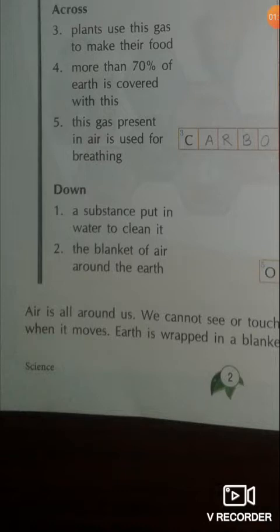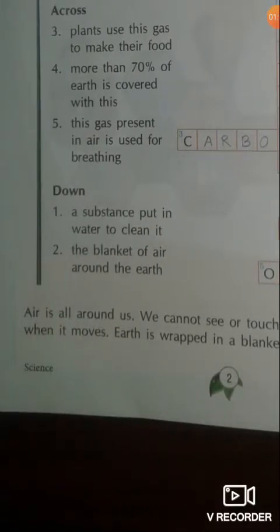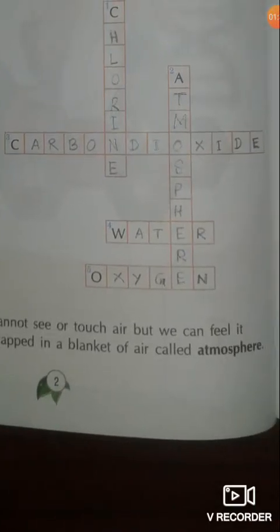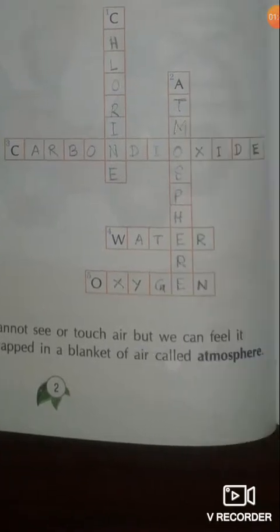Air is all around us. We cannot see or touch air, but we can feel it when it moves. Earth is wrapped in a blanket of air called atmosphere. What is called atmosphere? The blanket of air that wraps the earth. It is called atmosphere.